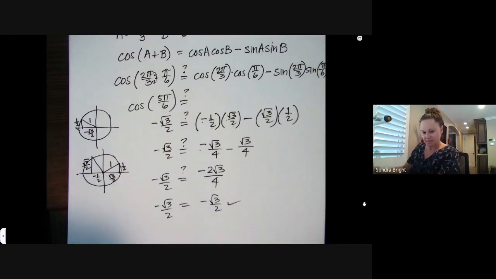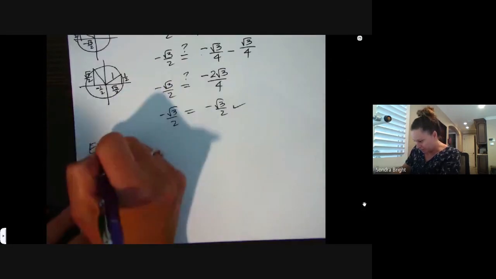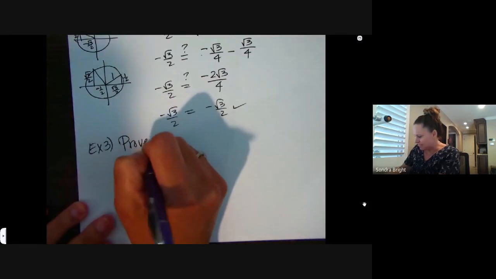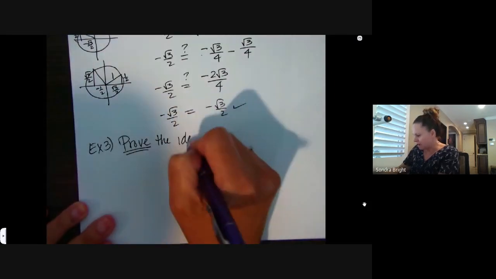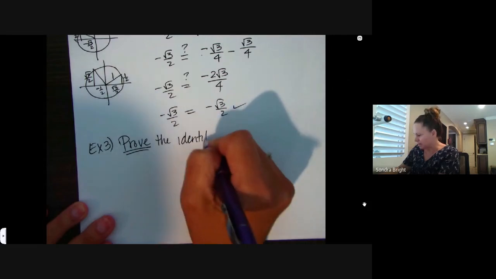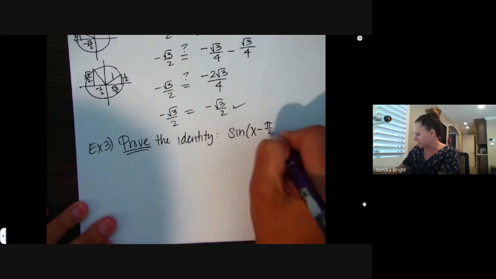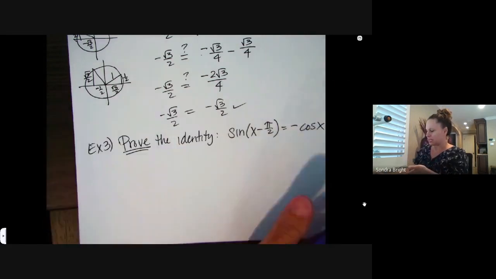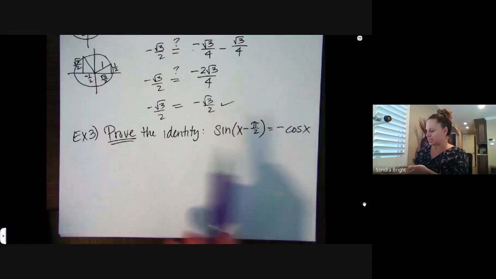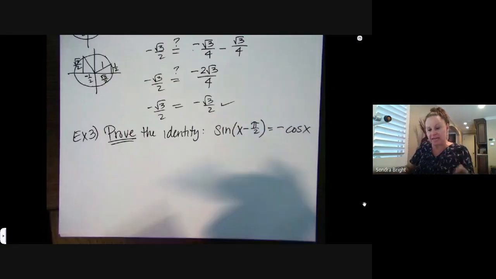Okay. Let's prove that this cofunction identity, which says sine of x minus pi over 2 is equal to negative cosine of x. Oh, it's a little bit different from how I wrote it. The cofunction identities I gave you said sine of pi over 2 minus x is equal to negative cosine of x, but that's okay. We can do this.